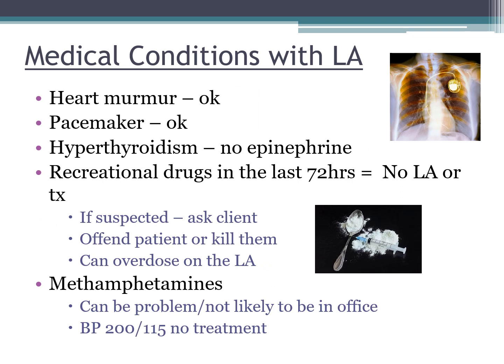Okay, other medical conditions with local anesthesia: heart murmur, which is okay; pacemaker, which is okay; hyperthyroidism, they're not to have epinephrine. So if your patient presents with hyperthyroidism, you need to use mepivacaine or another drug that's plain.